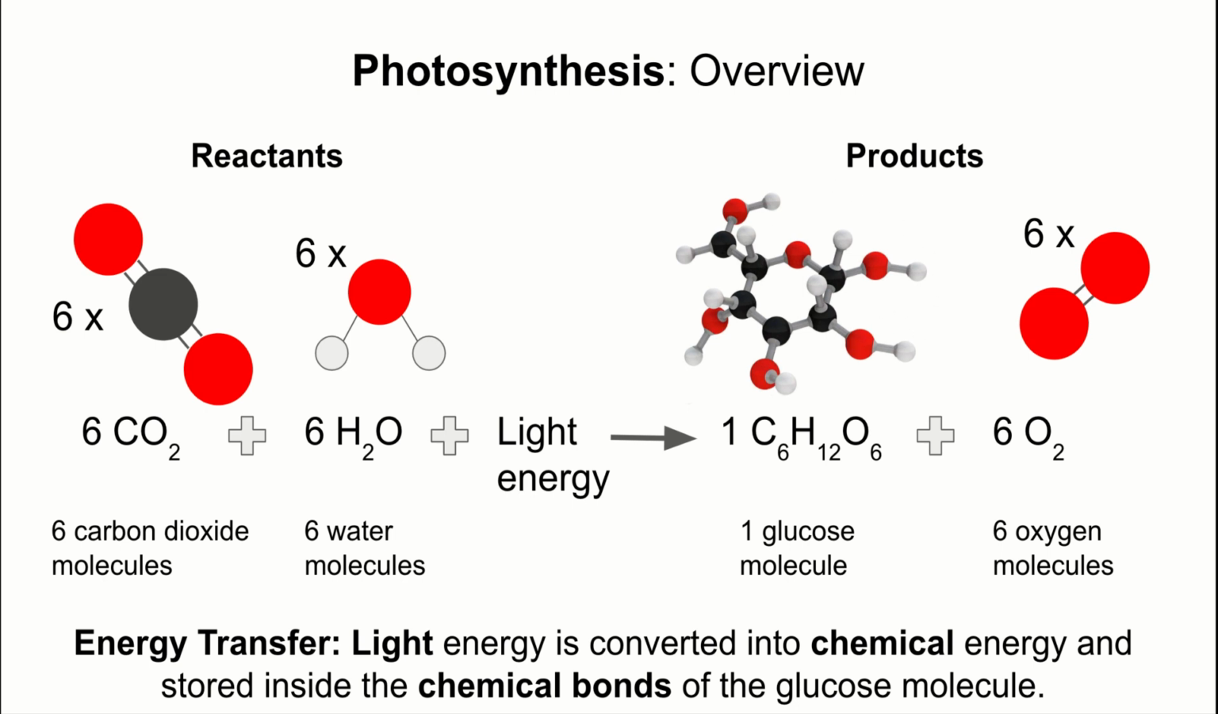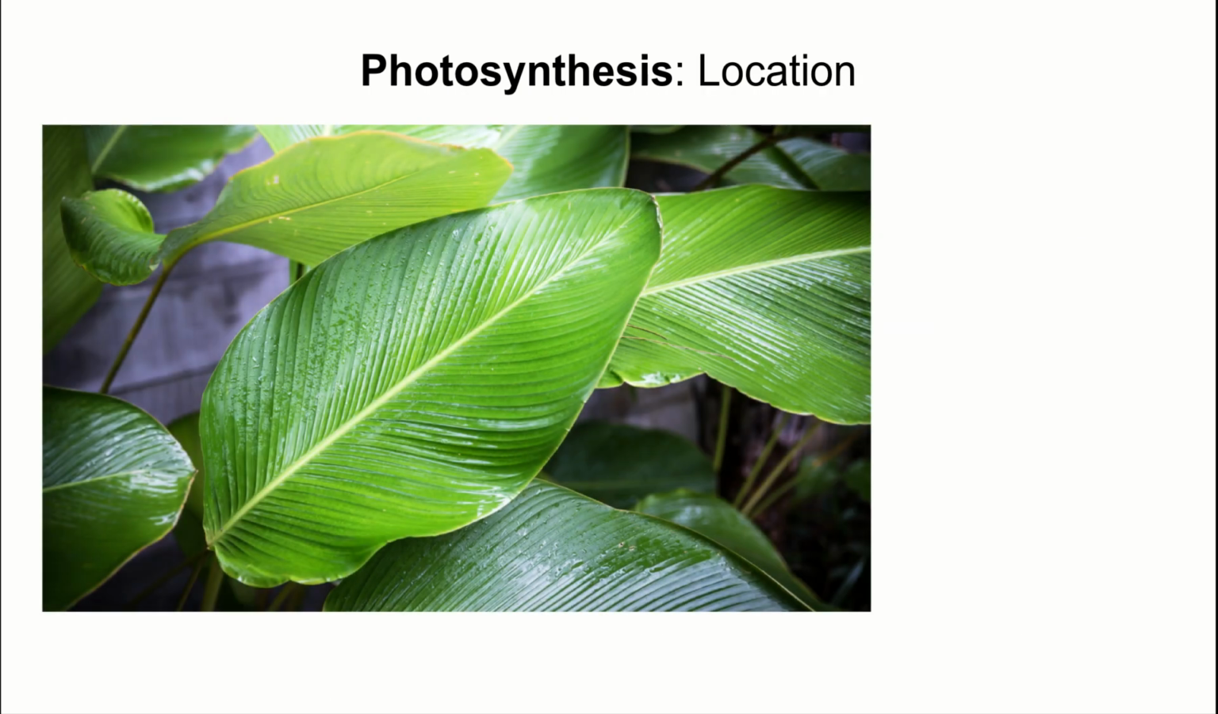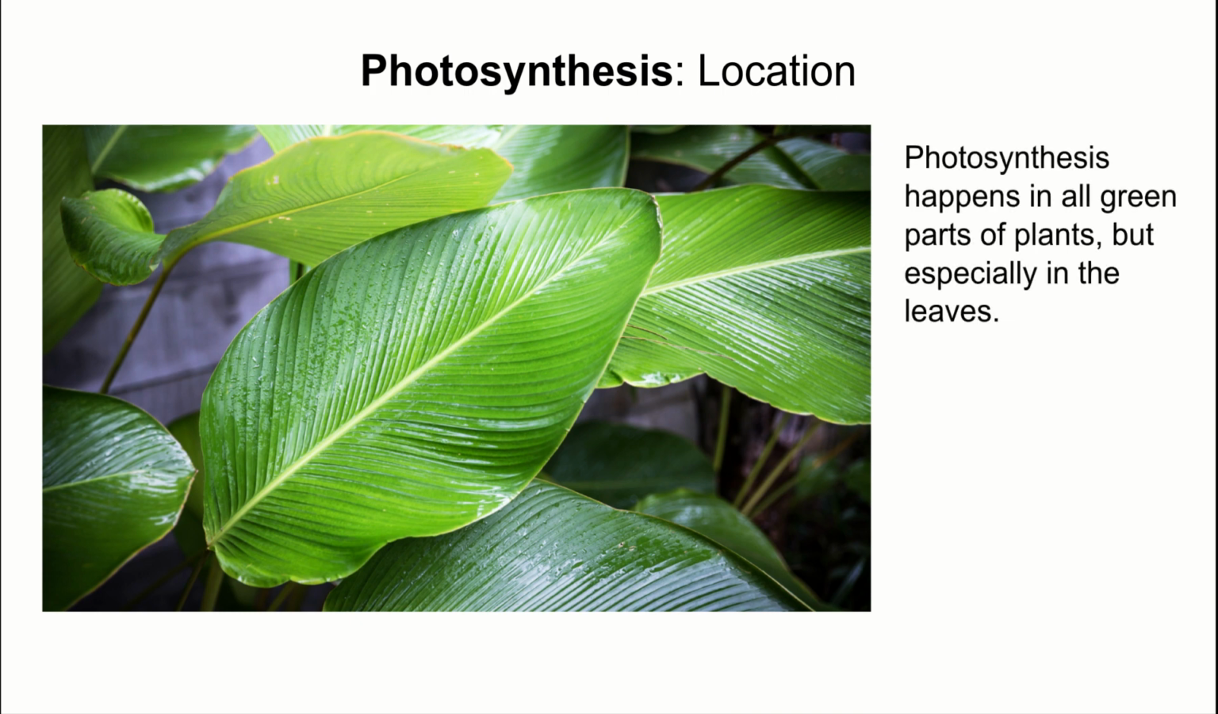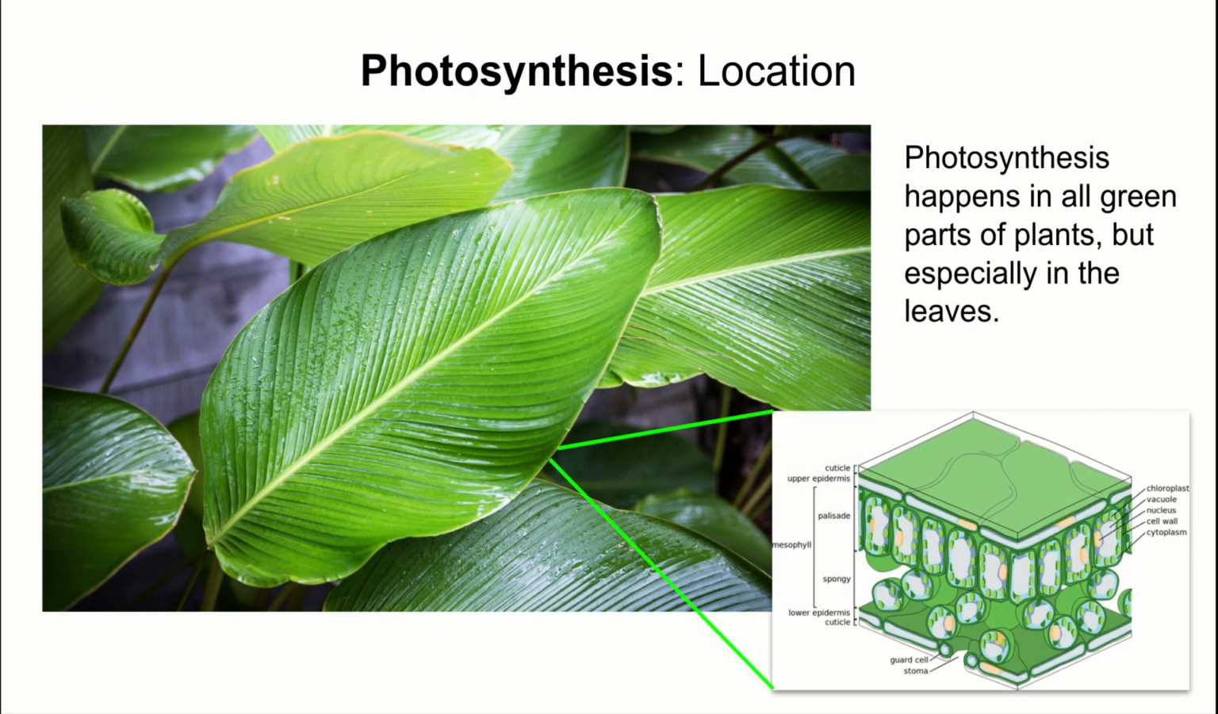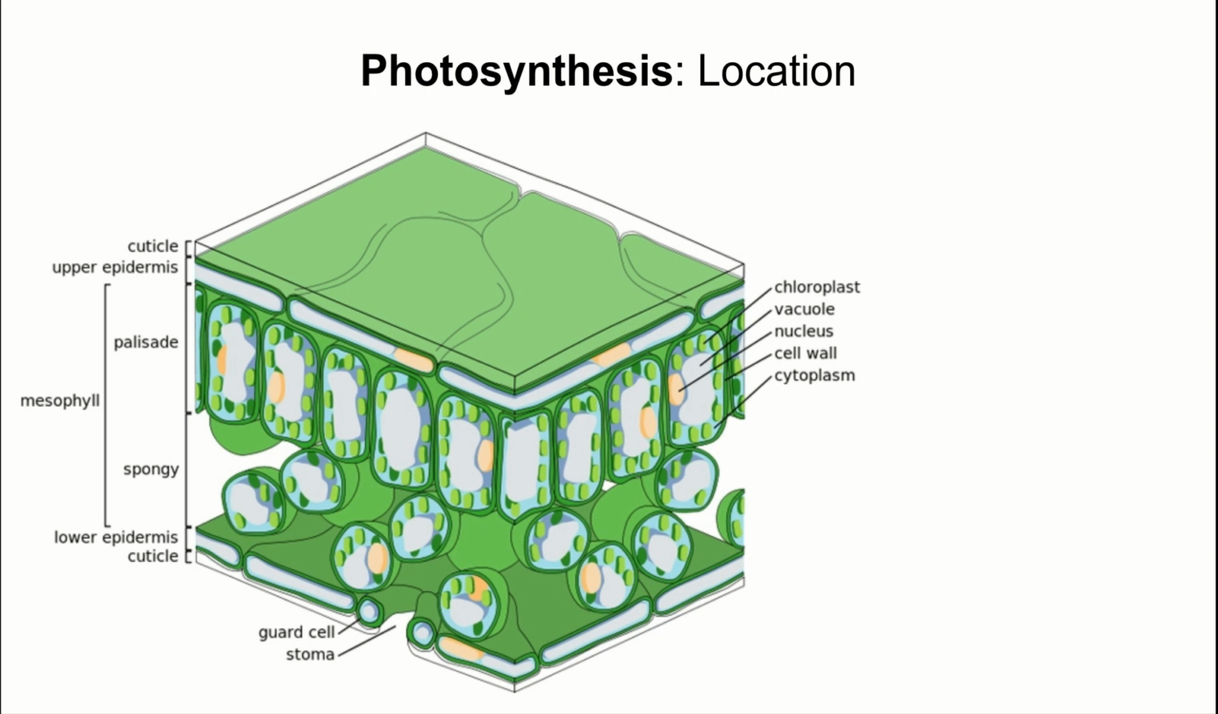So make sure you recorded all of the information from this slide. Pause it if you need to. And now I'm going to tell you about the details of this reaction. Where does photosynthesis happen? No surprise, photosynthesis happens in all green parts of plants, but especially in the leaves. And the leaves are specifically built for photosynthesis to happen there. So we're going to take a look at the inner structure of a leaf. Here's the inner structure of a leaf. I'm going to help you draw your own inner structure of the leaf in a moment.